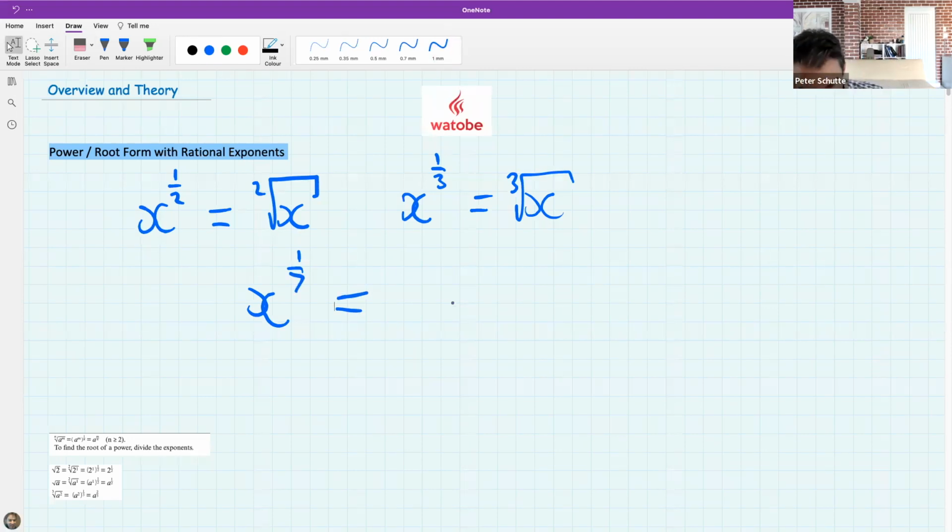And I want you to just write that down in your book. How would you translate x to the power of 1/7 from power form or exponential form to root form? And just write it down, just a nice, easy warm-up question.